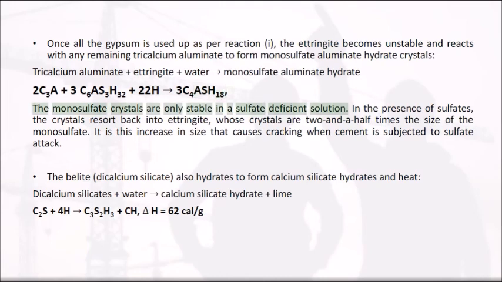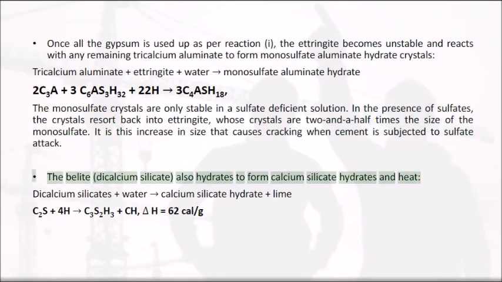The monosulfate crystals are only stable in a sulfate-deficient solution. In the presence of sulfates, the crystals revert back into ettringite, whose crystals are 2.5 times the size of the monosulfate. It is this increase in size that causes cracking when cement is subjected to sulfate attack.